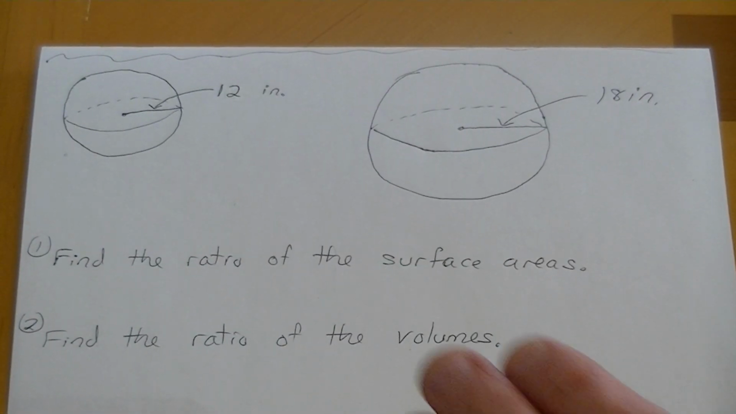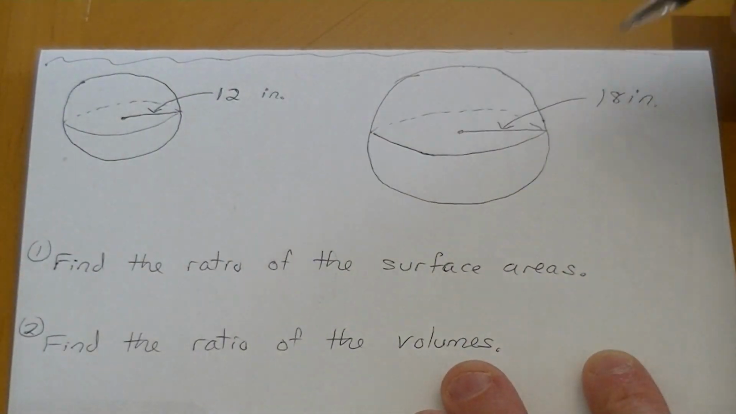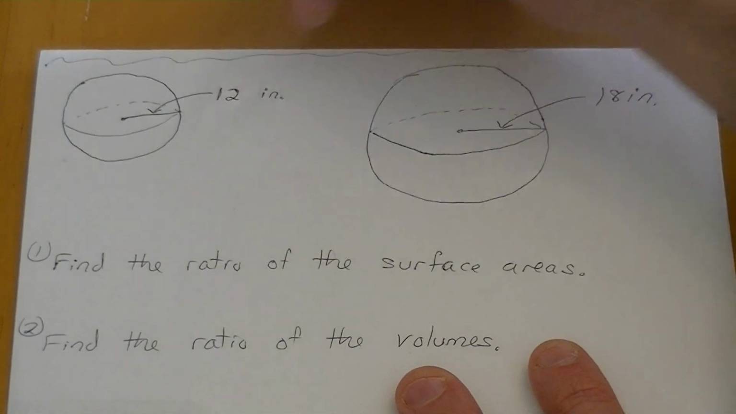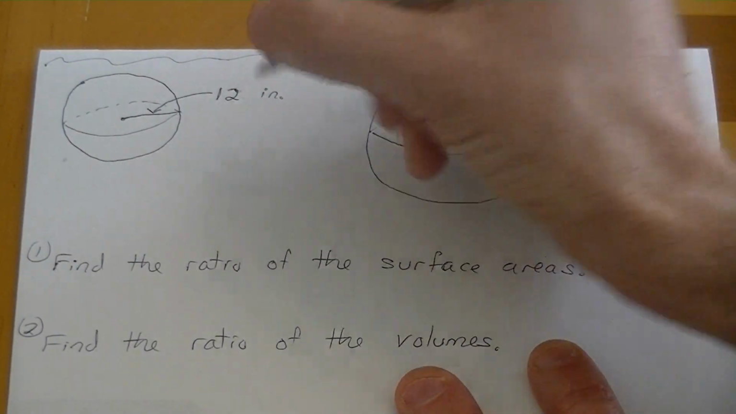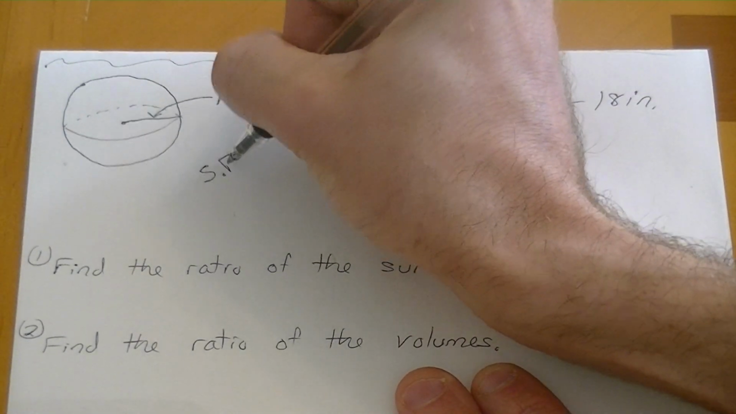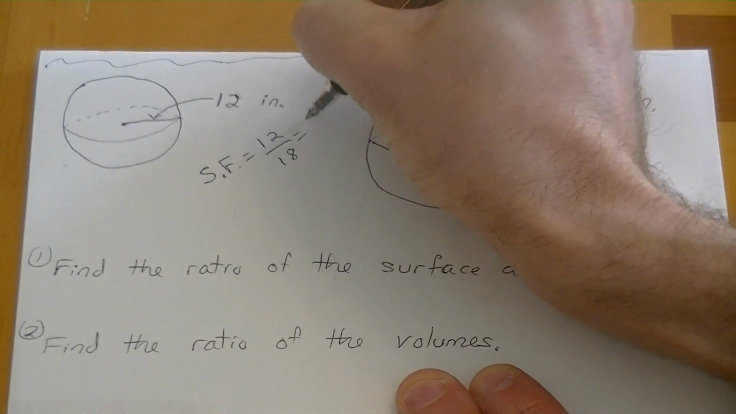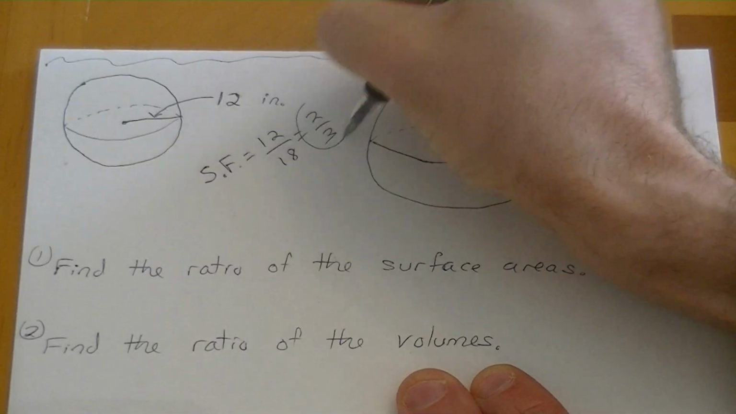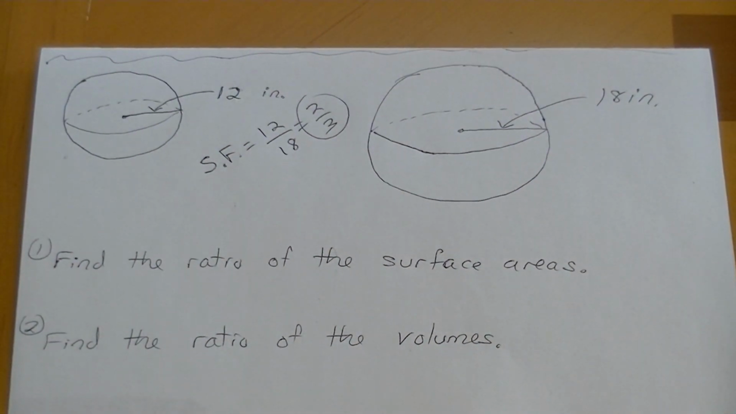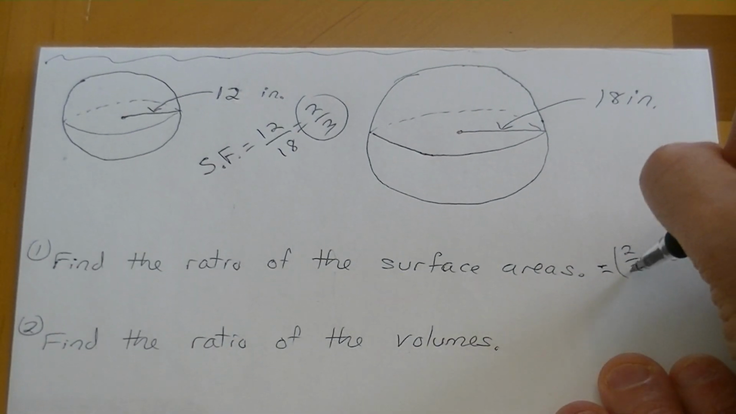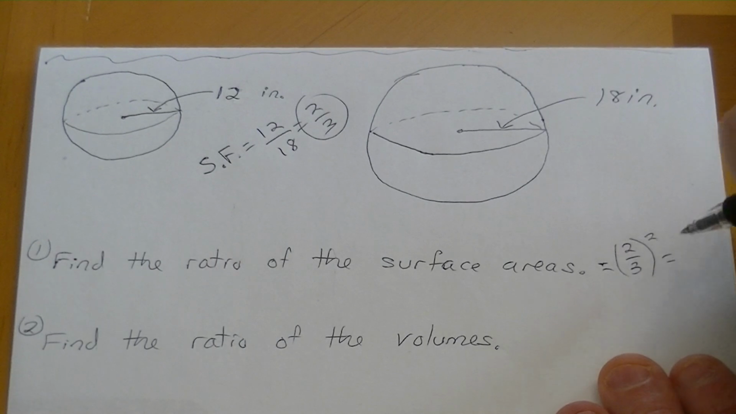So we see the scale factor, 12/18. Scale factor comes from a one-dimensional length compared to the corresponding one-dimensional length. So the scale factor here is 12/18, or 2:3. That's the scale factor. So the ratio of the surface areas is going to be the scale factor squared.